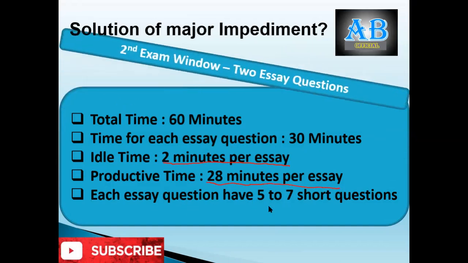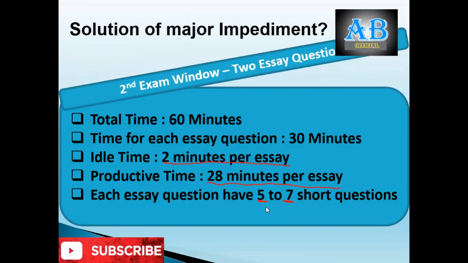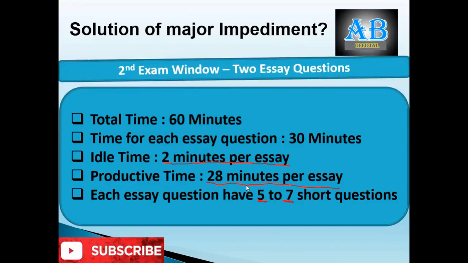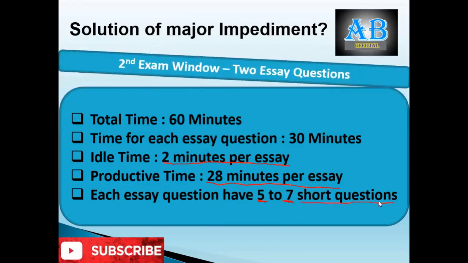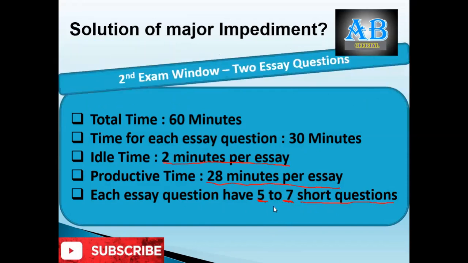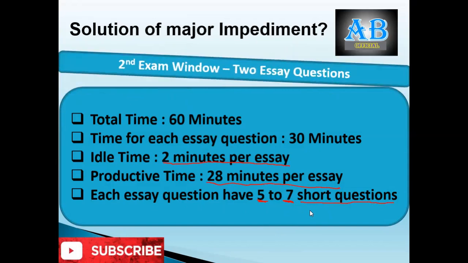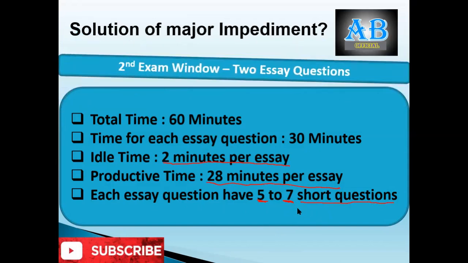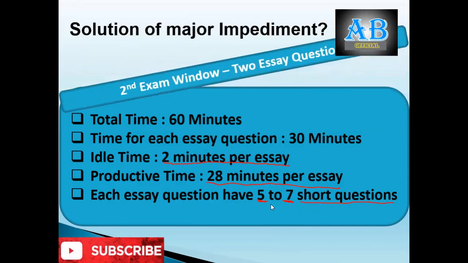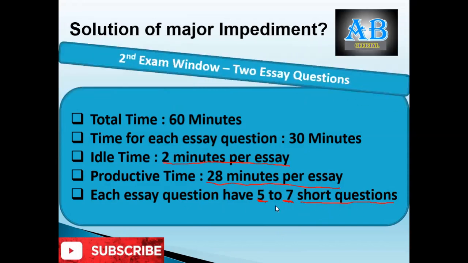And for every essay question, you may have 5 to 7. This is not a hard and fast rule. It could be 4, it could be 8. You are actually answering short questions. It's not about essays or scenario-based discussion, it's about short questions. I will share the prototype of the second exam window. So you are supposed to answer normally 5 to 7 short questions for every essay.